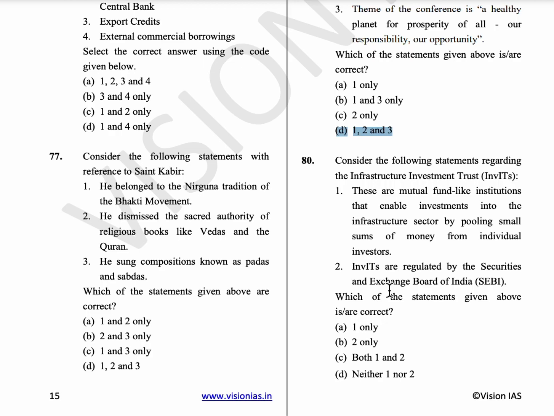So first statement is these are the mutual fund like institutions that enable investments into the infrastructure sector by pooling small sum of money from individual investors. Next is the infrastructure investment trust are regulated by Securities and Exchange Board of India, SEBI. So both these statements are correct. So option C.